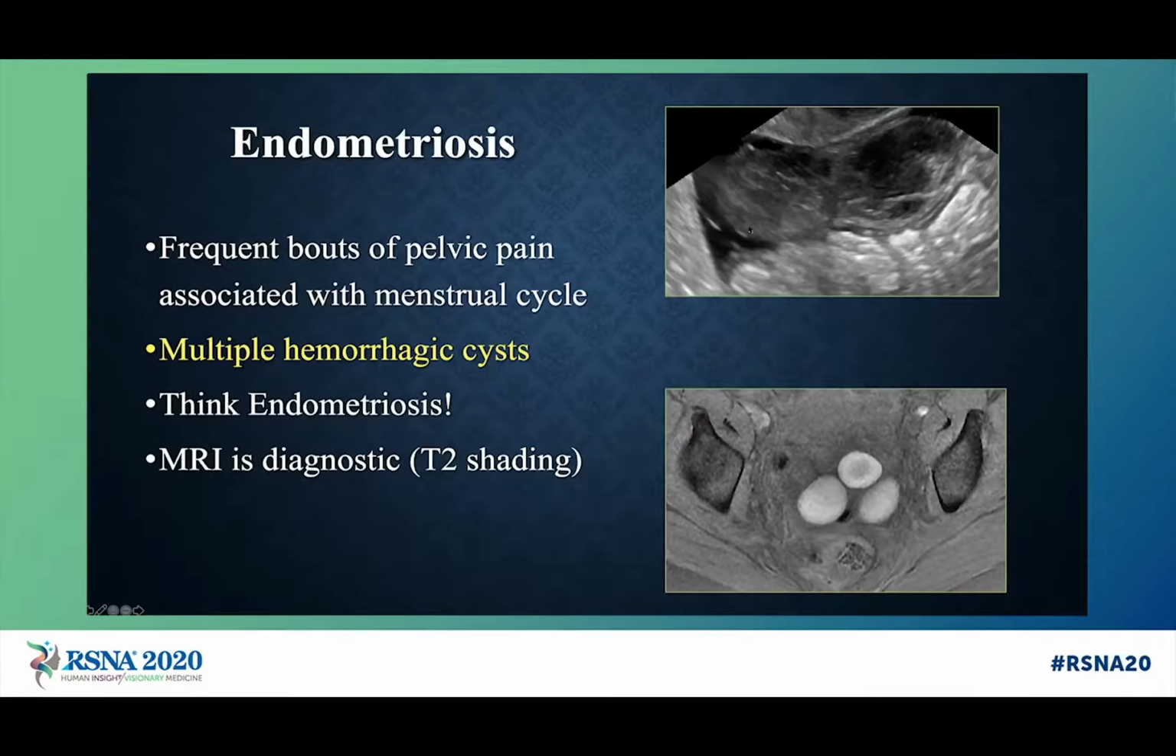Also, the presentation of multiple hemorrhagic cysts, as we see on this grayscale image, is very important. Think endometriosis when you have multiple hemorrhagic cysts. And if you need to confirm the diagnosis, MRI can be diagnostic, as the T2 shading that we see in the hemorrhagic cyst can help you make the diagnosis.